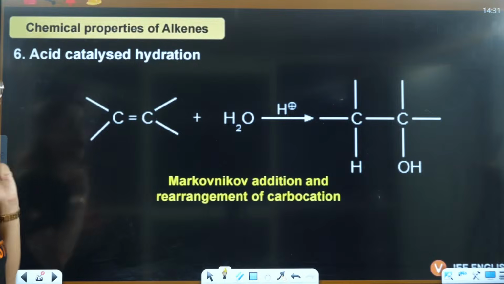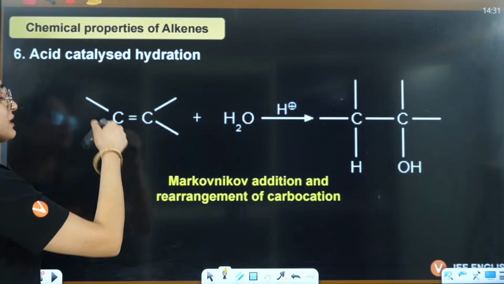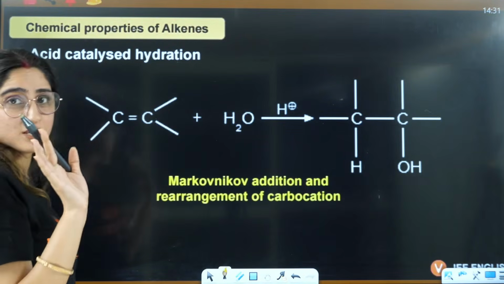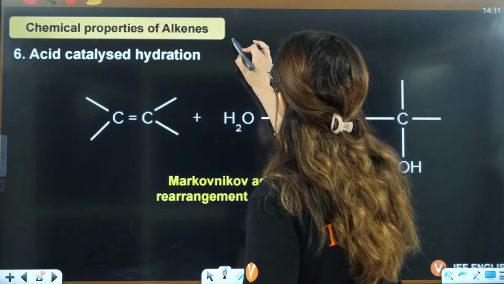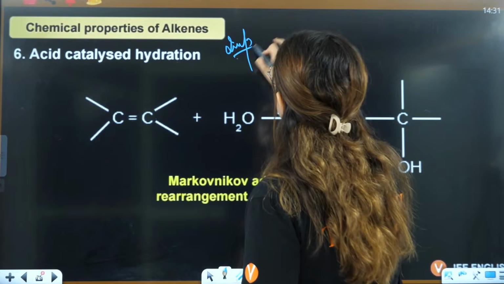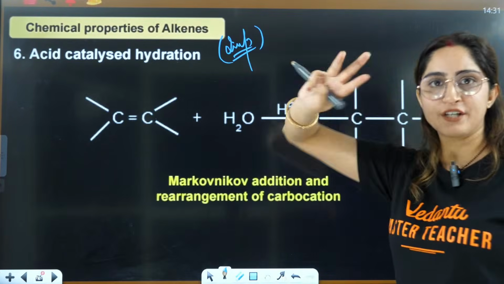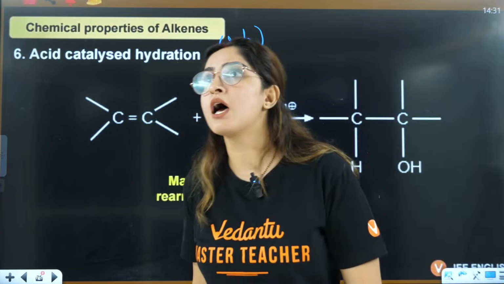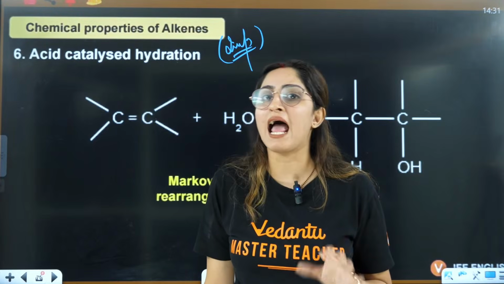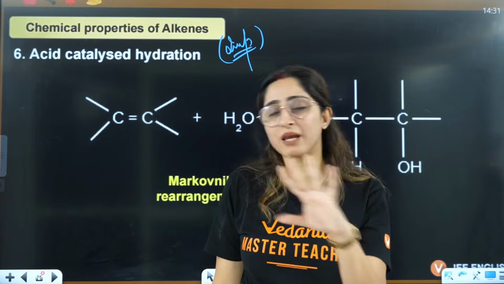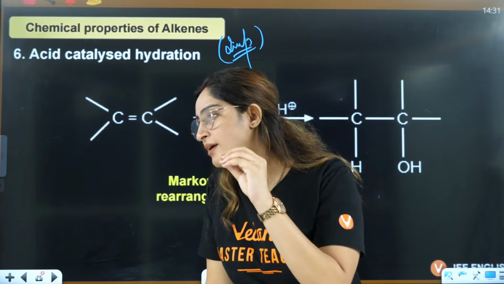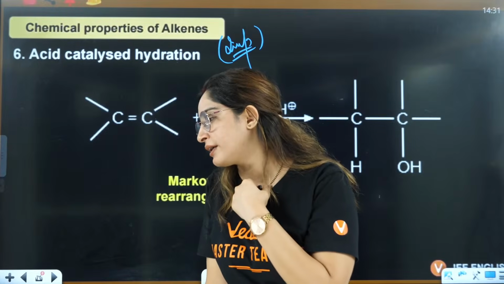Acid catalyzed hydration. Now there is a part called hydration, and a lot of questions are asked from here. We have 3 categories of hydration: acid catalyzed, hydroboration-oxidation and oxymercuration-demercuration. All of them are very important directly. The product part is very important.